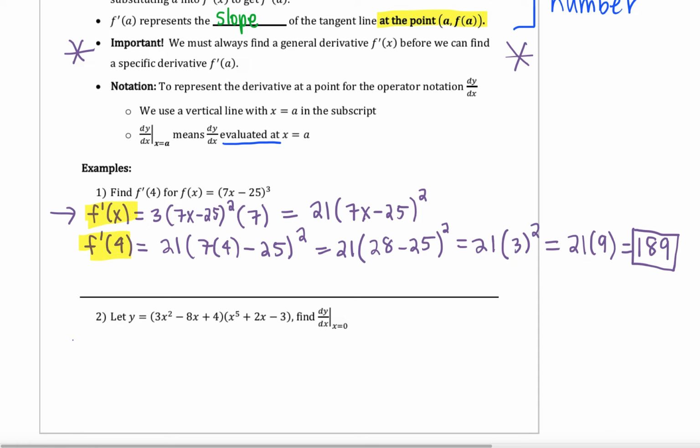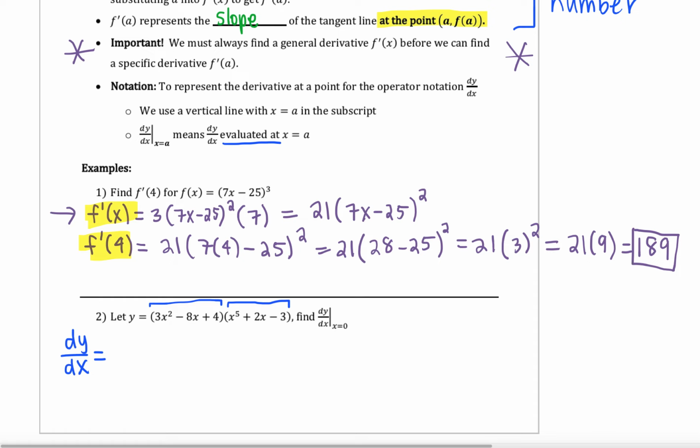So in order to do this, I first need a general derivative. So I first need to find dy over dx. What rule or rules are we going to need to use in order to find the derivative of this function? So in this case, we're going to need a power rule again because we are dealing with polynomials, and we're also going to need a product rule since we have this quadratic times this 5th degree polynomial. Why don't you guys find the general derivative on your own first?